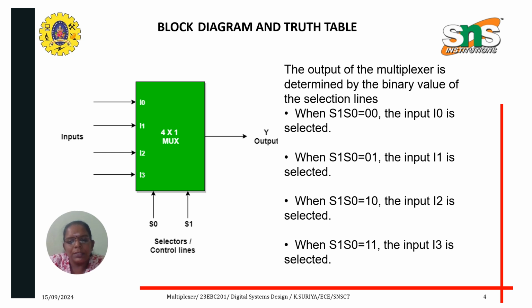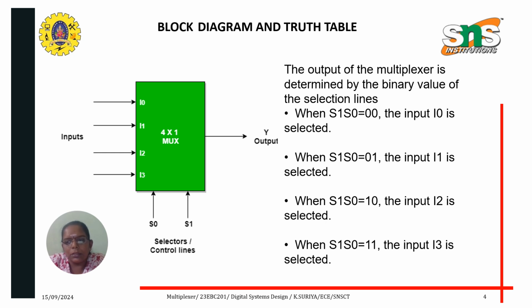The number of selection lines depends on the number of inputs, which is determined by the equation log n. In 4 cross 1 mux, the selection lines can be determined as log 4, which is equal to 2. So, 2 selection lines are needed. The output of the multiplexer is determined by the binary values of the selection lines.